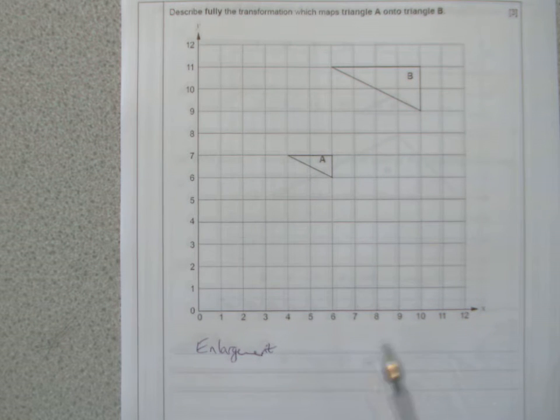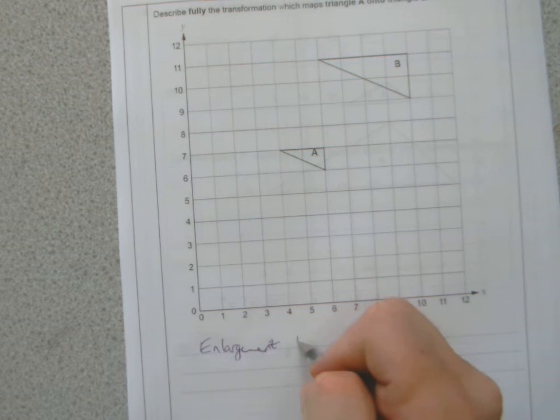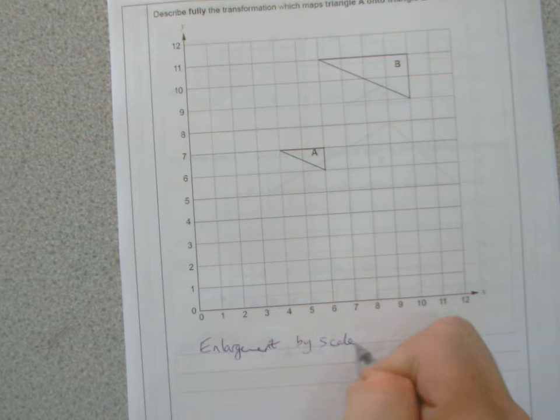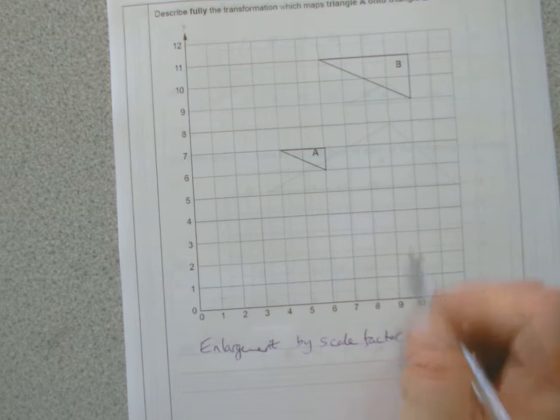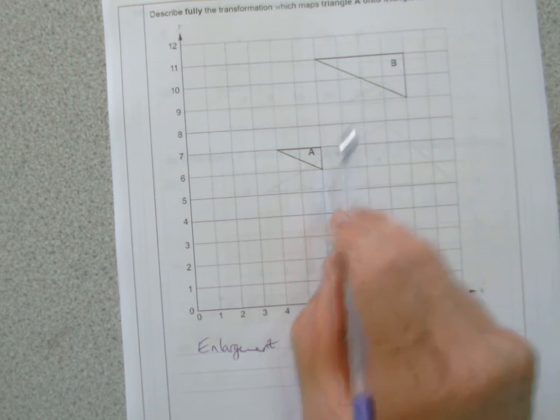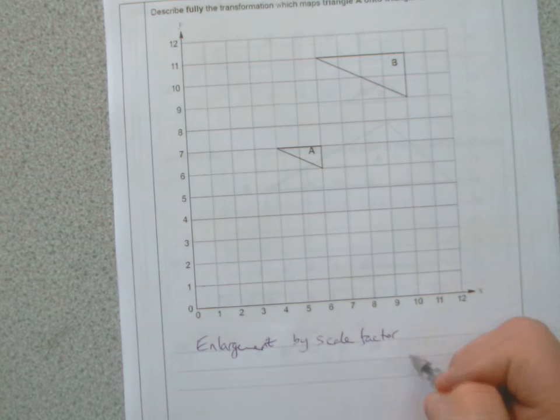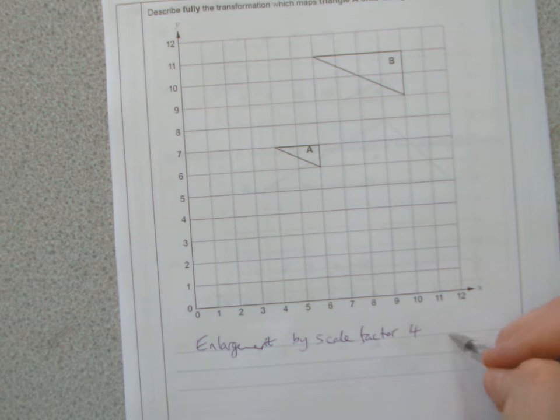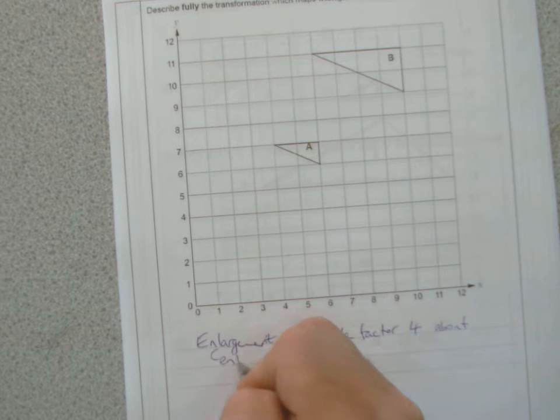But you need to say a little bit more than that. You need to say enlargement by scale factor, and what the scale factor is. So it's going from A to B. Can you see it's doubled? Because that's 2, doubled to give 4. Scale factor 4. And we also need to work out the centre of enlargement, about centre. Now we've got to figure that out.